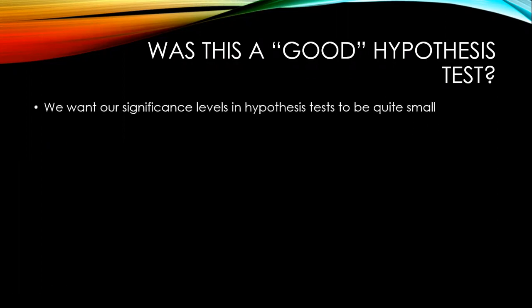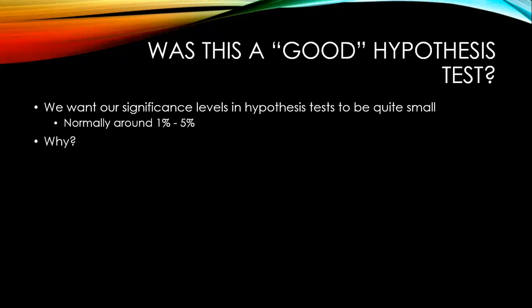Now, the key thing with these hypothesis tests is that we want our significance levels to be small. So we want the probability of rejecting H0 to be small. Now, why do we want that? Normally around 1% to 5% is a good significance level.